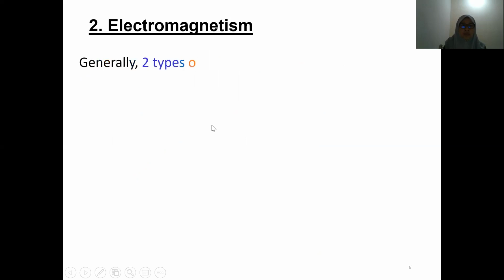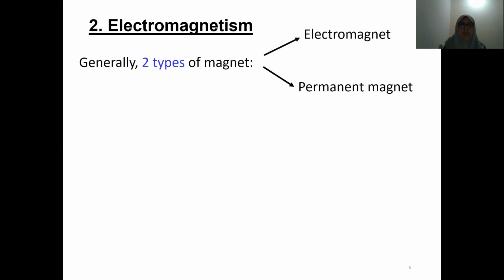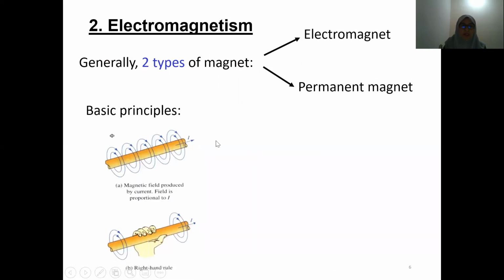Electromagnetism. Generally, we can classify magnets into two types, which are electromagnets and permanent magnets. So this is the basic principle. When we have a rod and we have current through the rod, a magnetic field is produced by the current, and the field is proportional to the current.